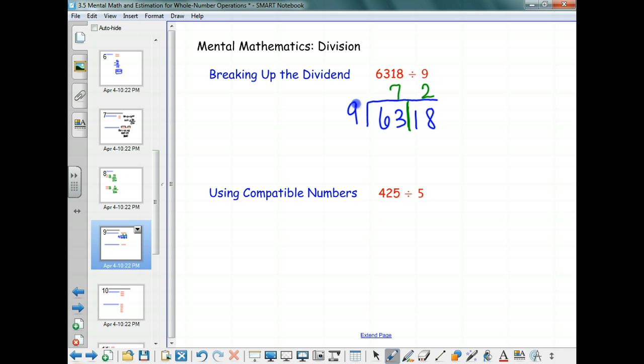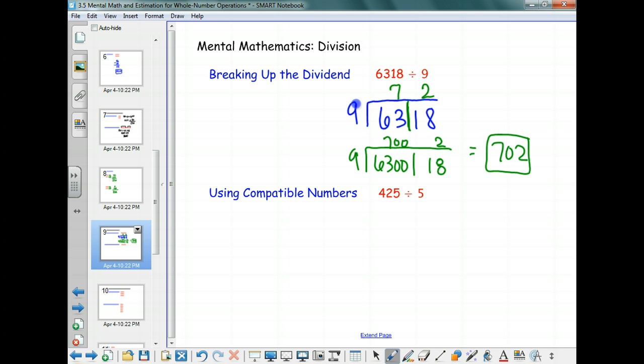Do you see it? So what we really did when we did this is we did 6,300 here and 18 here. And so if you went into 6,300, it went in 700 times. And if you went into 18, that really is 2. I mean, that's legit, that's 2. So what's the result really? 702. And again, that worked nicely because 63 and 18 both happen to be multiples of 9. So is it going to work all the time? No, but if it does work, it's friendly.